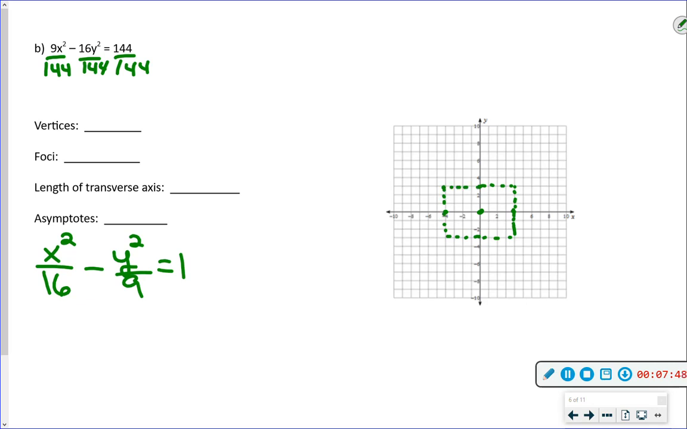The purpose of the central box is now you can draw the asymptotes. They go from the center to each corner. And then to determine whether it's horizontal or vertical, you just look to see which variable we have first. Again, we will do a vertical one, but again, we have a horizontal one.